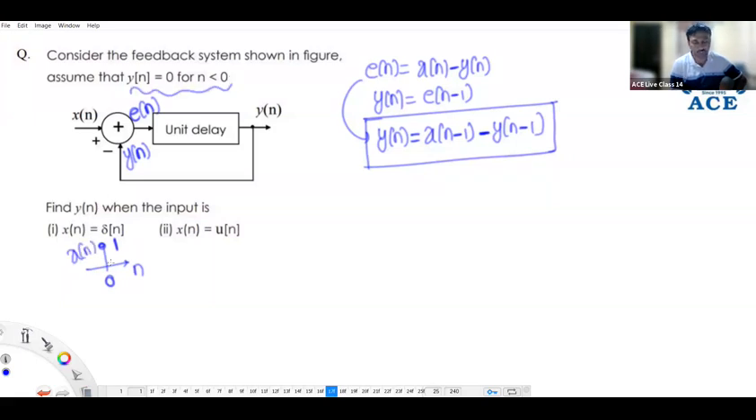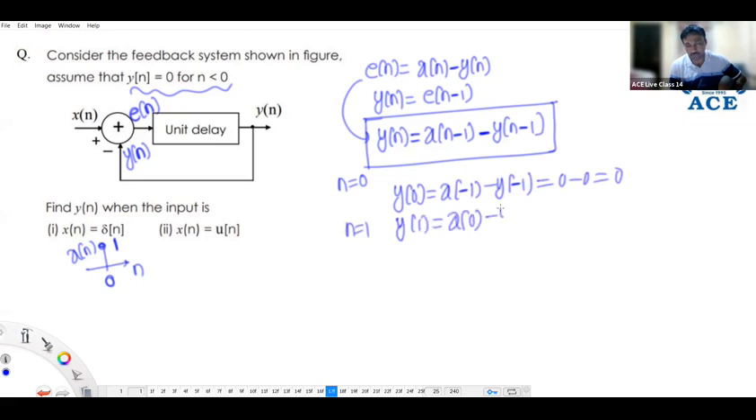First, what is the input we applied? δ(n). Start from 0 to solve the difference equation. y(0) = x(-1) - y(-1), and of course both values are 0. For n = 1, y(1) = x(0) - y(0), the input at 0 is 1 and the output at 0 is 0. For n = 2, y(2) = x(1) - y(1), where the input at 1 is 0. Like that, we have to continue.